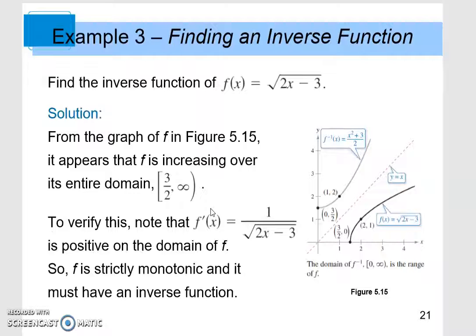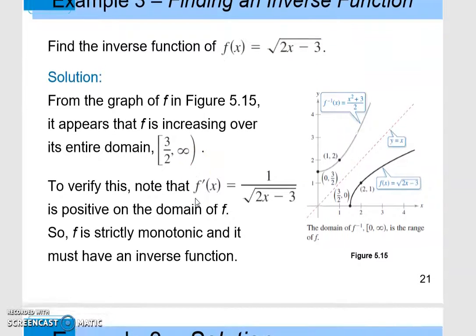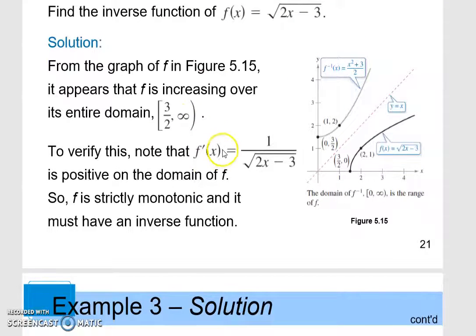So for example 3, if we're looking to find the inverse function of f of x equals the square root of 2x minus 3, notice that the domain of that function is all numbers in the interval 3/2 to infinity, closed on 3/2, because if you plug in 3/2 you get 0, so this is perfectly fine.